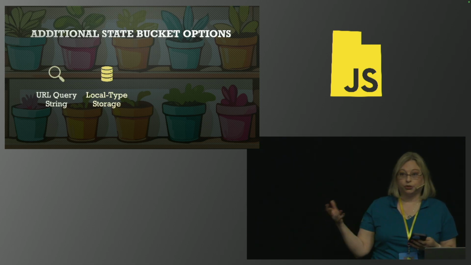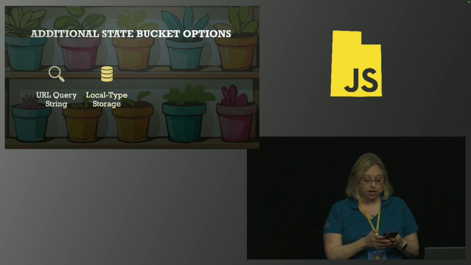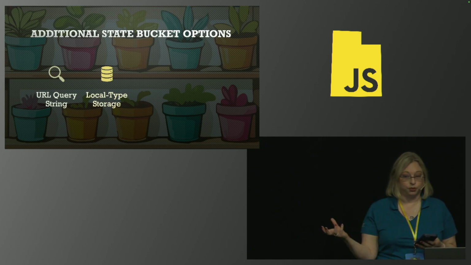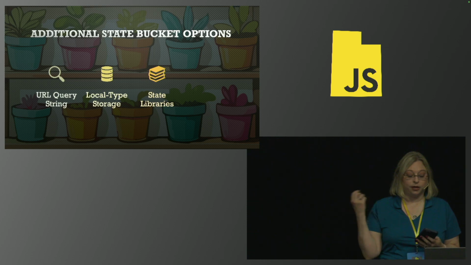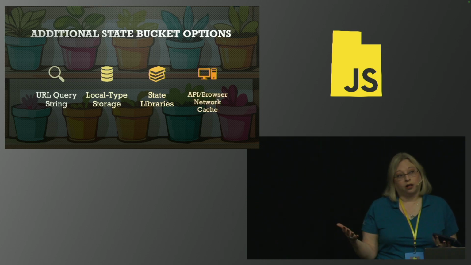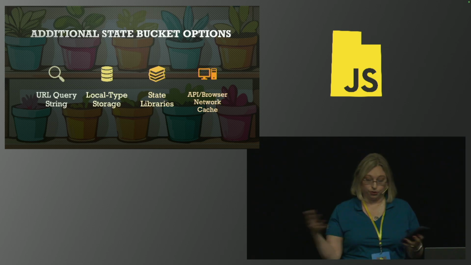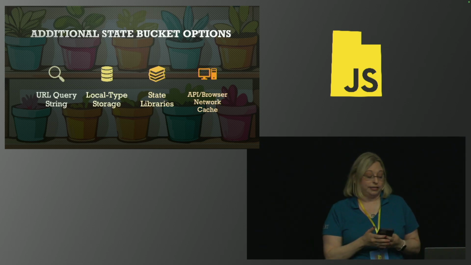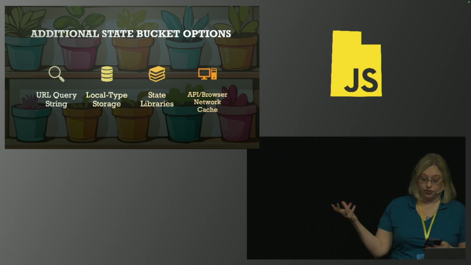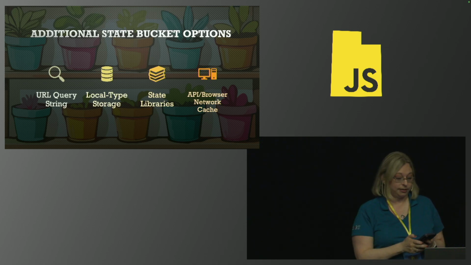There's also local storage, which I prefer for caching as an enhancement. I don't like to just put stuff that's really important in there because it could get lost. And then we have state libraries like Remix, and we call APIs, and those use our browser network cache. So those are all our additional options, and there are more. But these are some of the ones that I reach for a lot, and I've used them all in my example project.